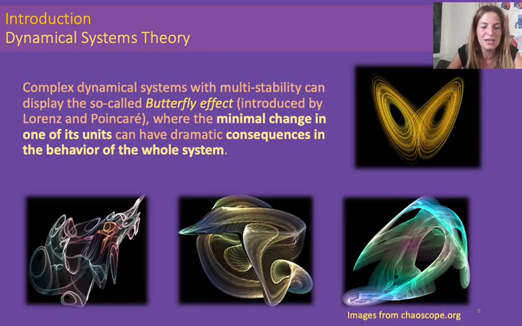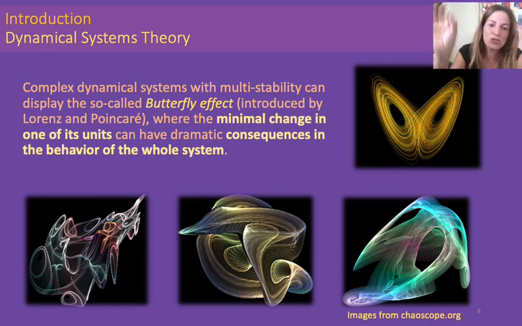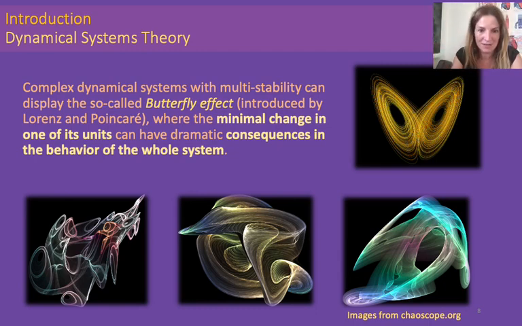There are tools to characterize this, but one of the peculiarities of these systems with multi-stability is that they are sensitive to minimal changes: a minimal change in one of the units in the system can induce a transition to another stable state, and so it can drastically change the behavior of the whole system. This is called the butterfly effect, in the sense that the flapping of a butterfly in the Amazon can change the weather in Asia or in other parts of the world.